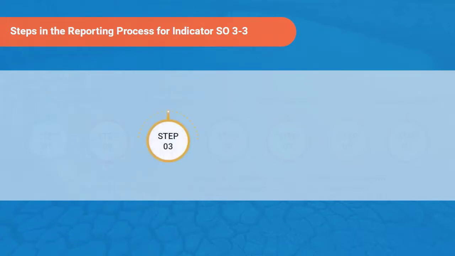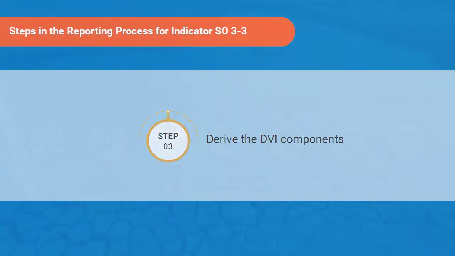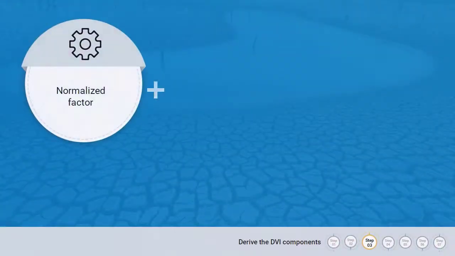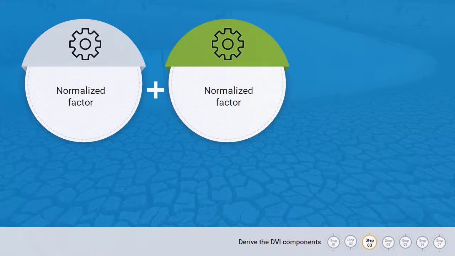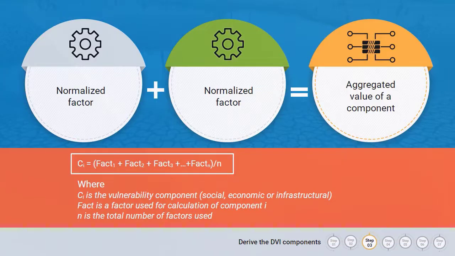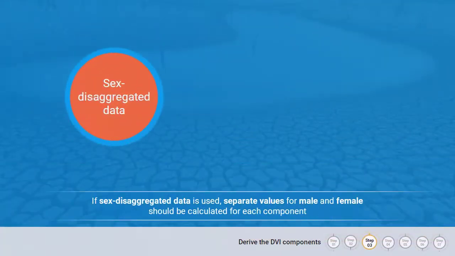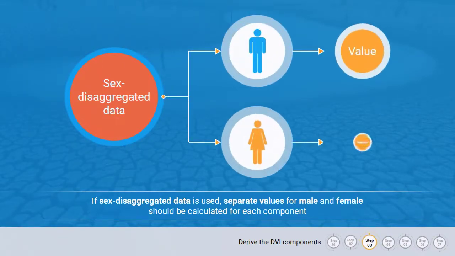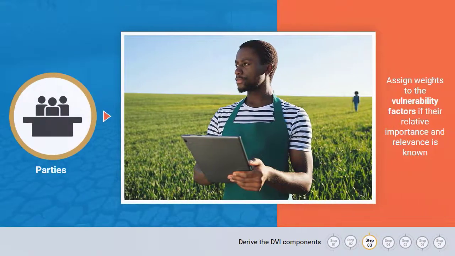The third step in the reporting process is deriving the DVI components. When more than one factor per component is used, the arithmetic mean of the normalized factors should be calculated to derive the aggregated value of each component. If sex disaggregated data is used, separate values for male and female should be calculated for each component. Parties may assign weights to the vulnerability factors if their relative importance and relevance is known.